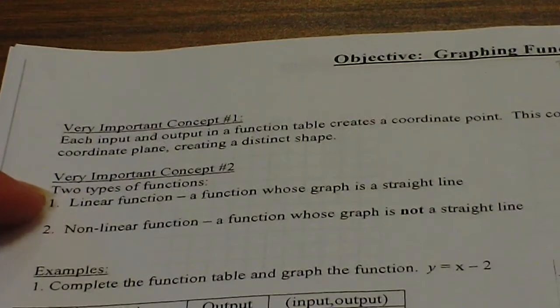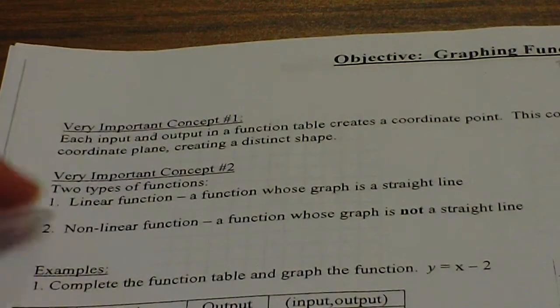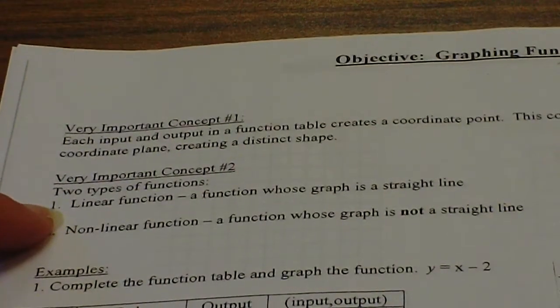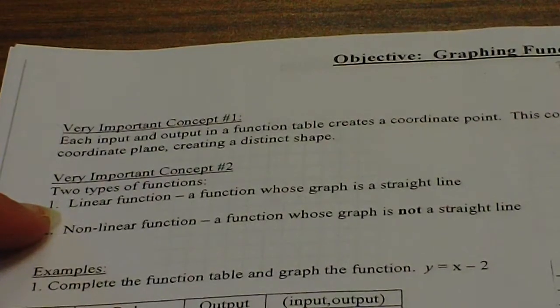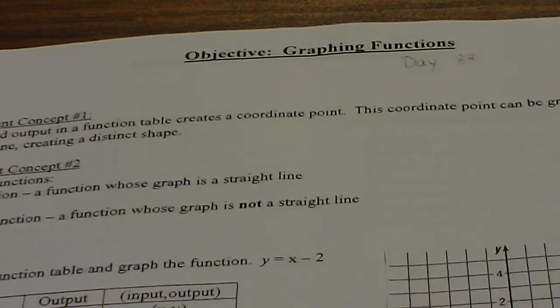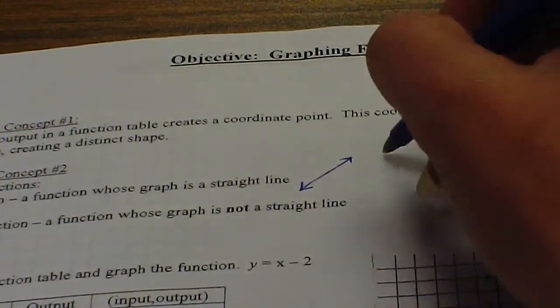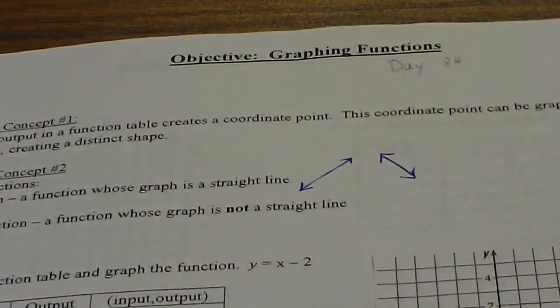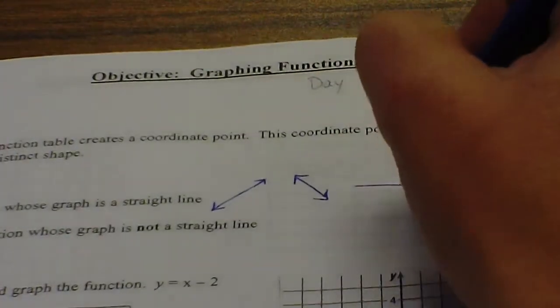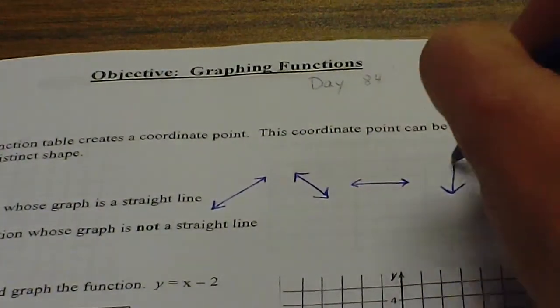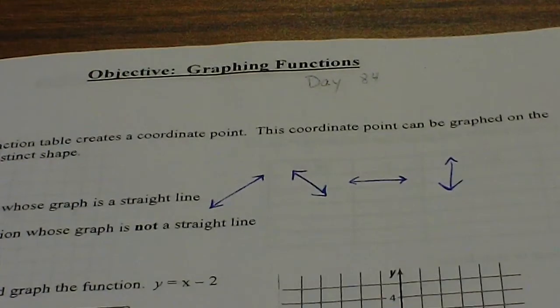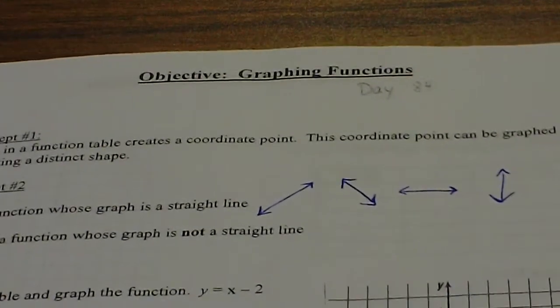Very important concept number two. Two types of functions. Number one, there are linear functions. A function whose graph is a straight line. So that might be a straight line diagonal up. That might be a straight line diagonal down. Or it could be a straight line horizontal or a straight line vertical. So just quickly draw those types of examples.